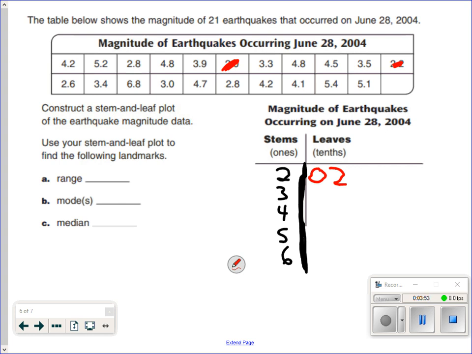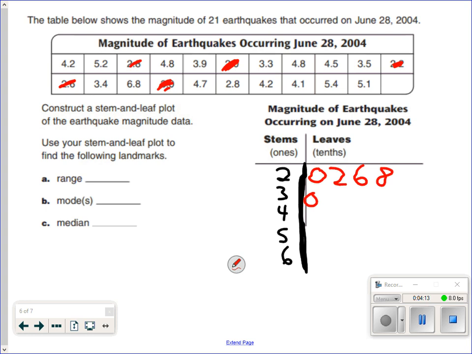2.5? Is there a 2.6? 2.6 is right here. 2.7? 2.8 right there. So moving down to the threes, any threes here? 3.9, 3.3. 3.0. So we got a 0 here.